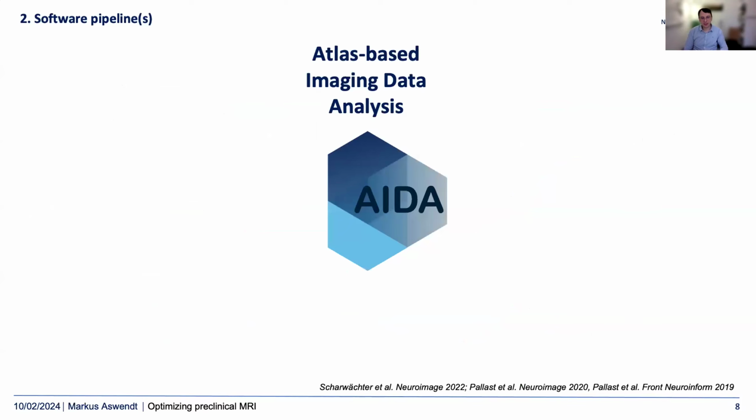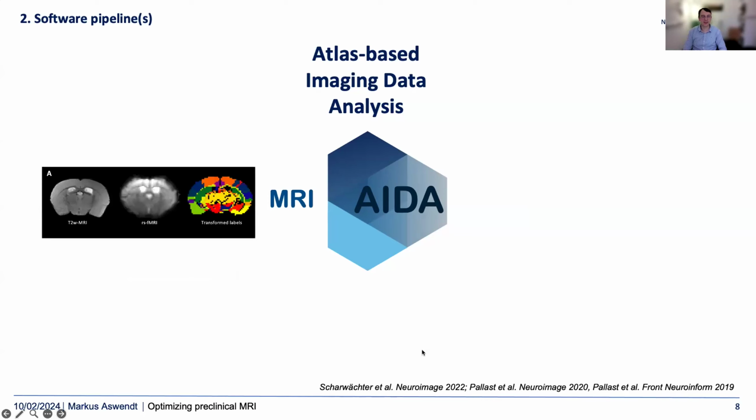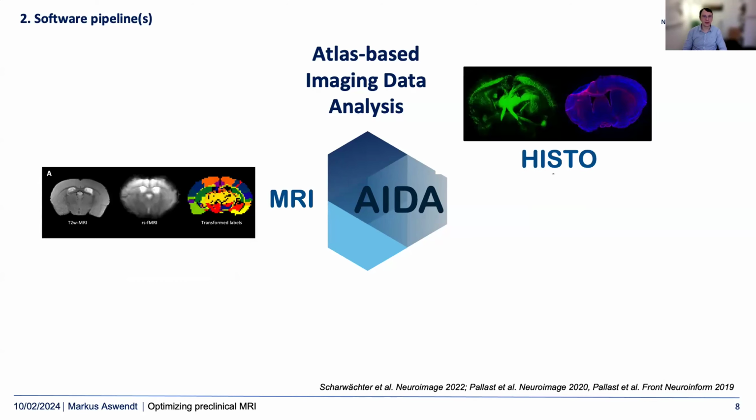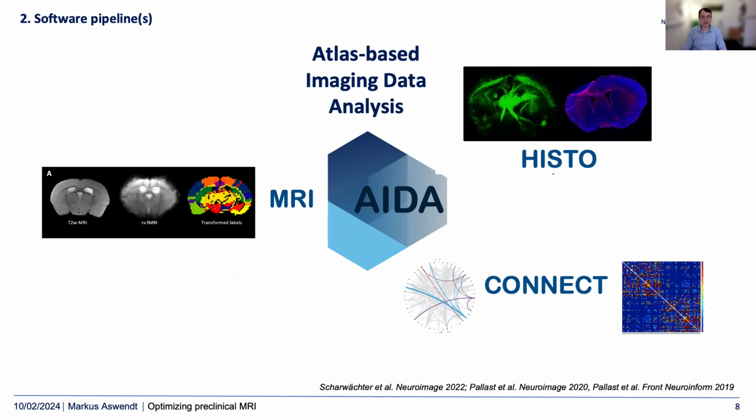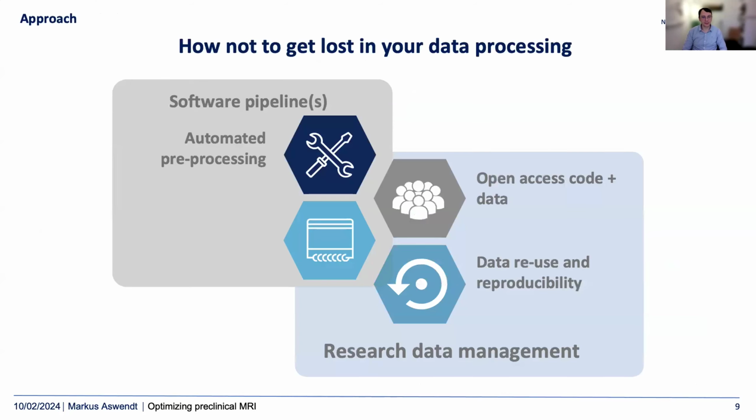Right, and the second pillar was automated software pipelines, and we call this atlas-based imaging data analysis. It has grown through the past years to a real family. This is also all published, where you have pre-processing pipelines for mouse and rat anatomical, functional, and diffusion MRI, for some histological analysis and also brain network analysis. Okay, so this was a very brief overview of how this is organized in my lab.